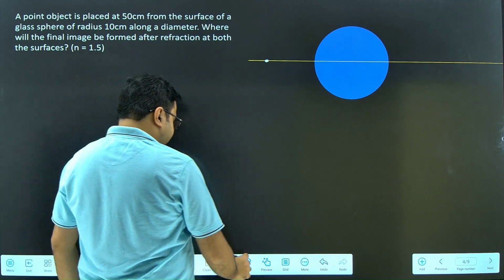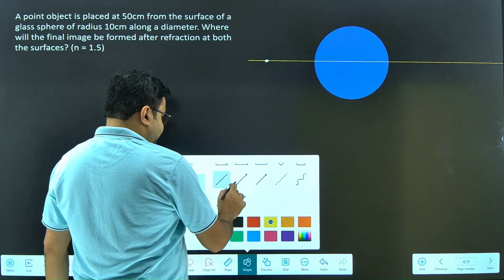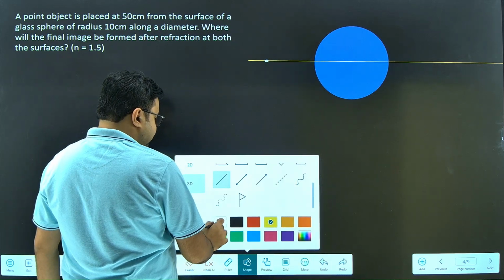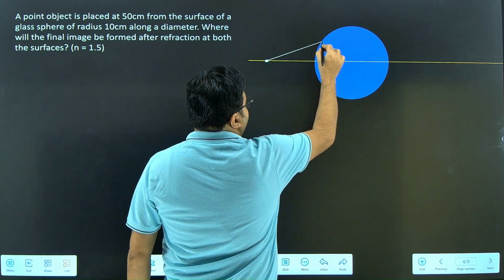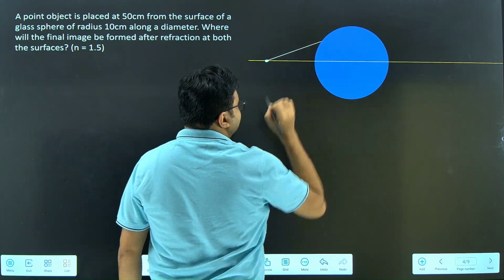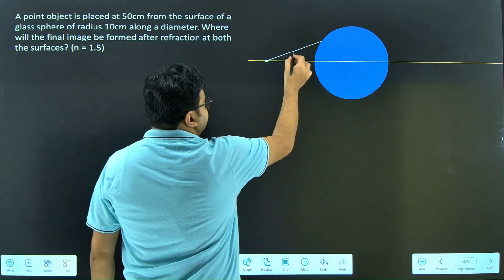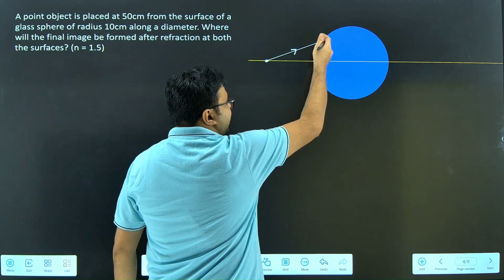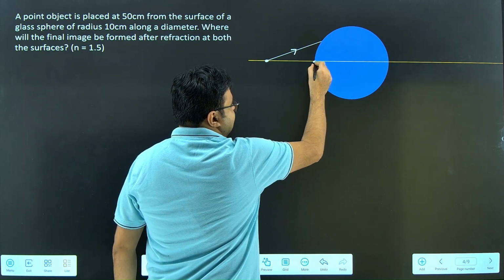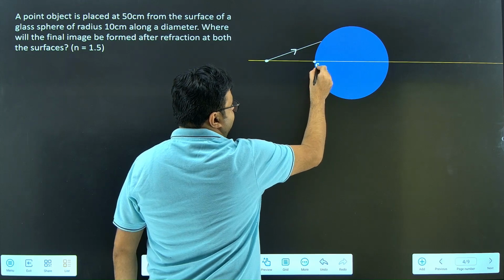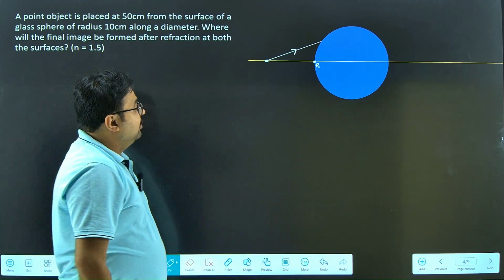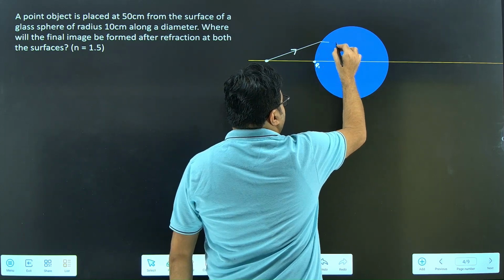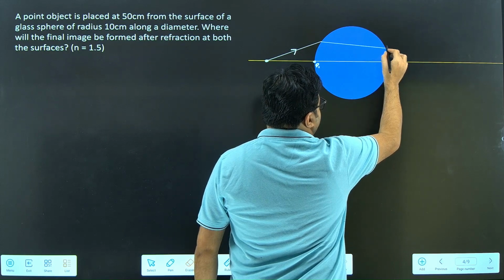A ray of light from the object now starts out and is incident on the glass sphere, something like that. That's a ray of light. It is incident on the glass sphere. That's the first surface. And for this refraction that is going to occur, let's say the pole is here, and let me call that pole P1. That's the pole. And after this, it will undergo refraction. It will bend, and probably it will go something like this.